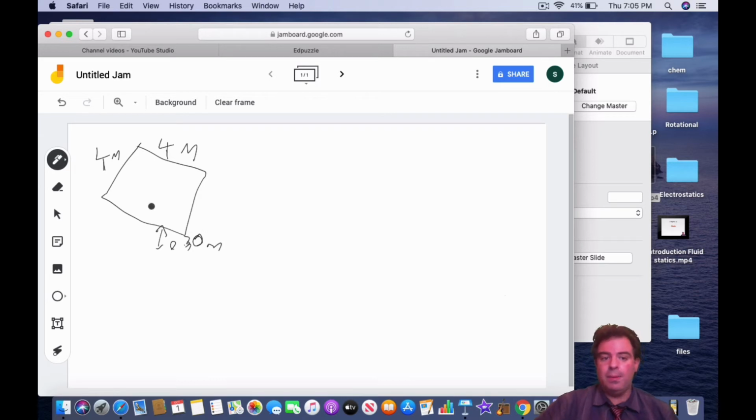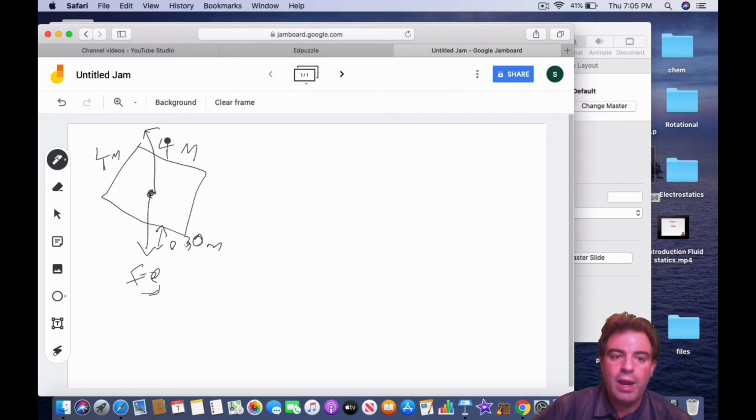So what do we say? When this is placed in water, what's going to happen? We're going to have the force of gravity, and when it's submerged in water, this is F of G, and we are going to have the force of buoyancy, okay? As you can see right there. So first, in order to see if it's going to float, we got to see if the force of buoyancy is going to be greater than the force of gravity.